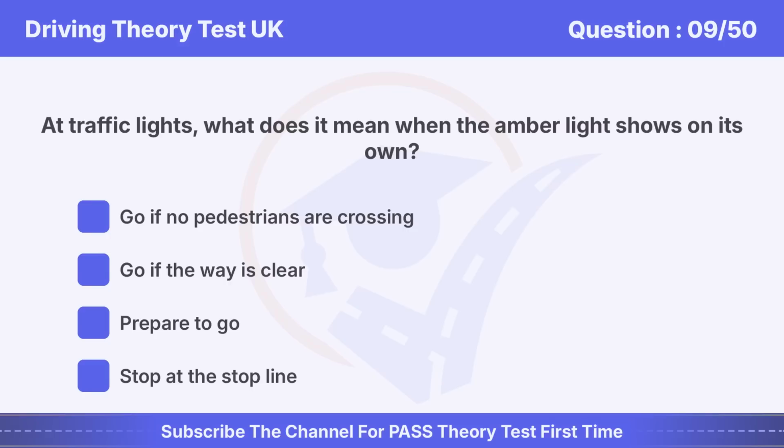Question 9. At traffic lights, what does it mean when the amber light shows on its own? Option A, go if no pedestrians are crossing. B, go if the way is clear. C, prepare to go. D, stop at the stop line.